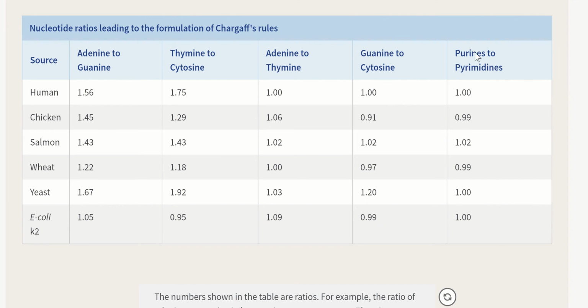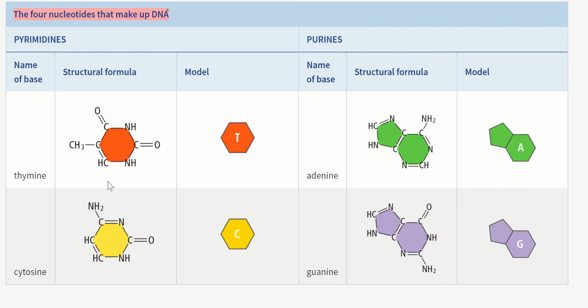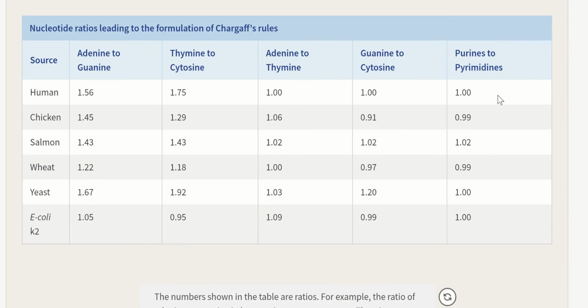And when you compared the number of purines to the number of pyrimidines, remember, we go back up here and we look at it. Thymines and cytosines, when we compared those to adenines and guanines, they were also almost 1 to 1. And so what Chargaff was able to conclude is that there are relationships in these nitrogen bases, and that for some reason adenine and thymine have a real relationship, and guanine and cytosine have a real relationship, and then we're going to see a relationship to the number of purines and pyrimidines.